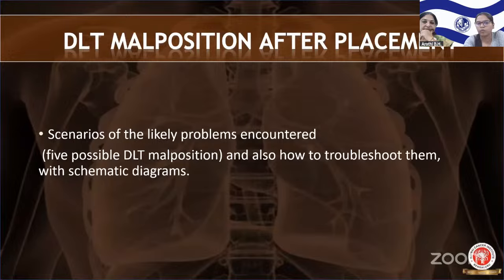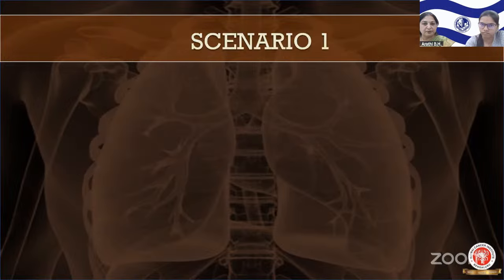So now we are moving on to malposition after placement. We all learned about malposition which can happen during the placement of the double lumen. Now we are placed and we have to put the patient into a position, and suddenly we check and there is a change, or we are not able to hear the breath sounds. We chose 5 common scenarios you come across after you place the DLTs. Nazreen and myself have made these scenarios with pictures. I hope we are able to make everyone clear about the problems.